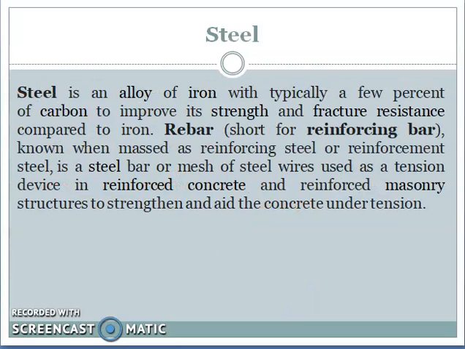The next material that is used for construction is steel, and which is very important. Steel is an alloy of iron with typically a few percentage of carbon to improve its strength and fracture resistance. It's called as rebar, so it's a short form of reinforcing bar.